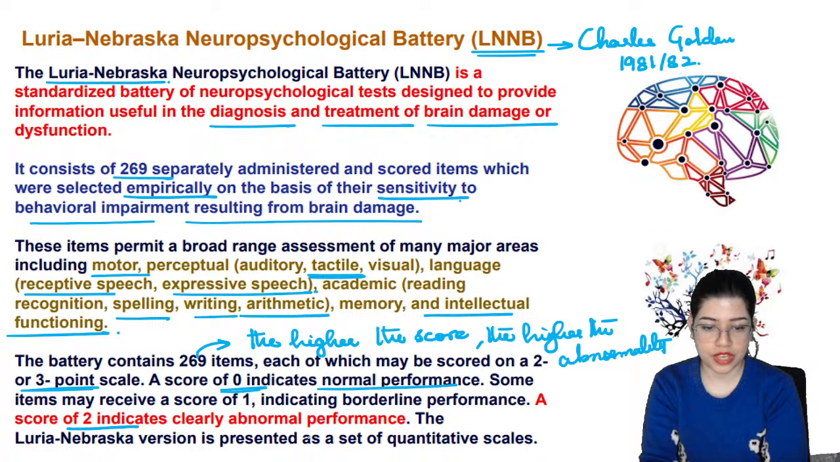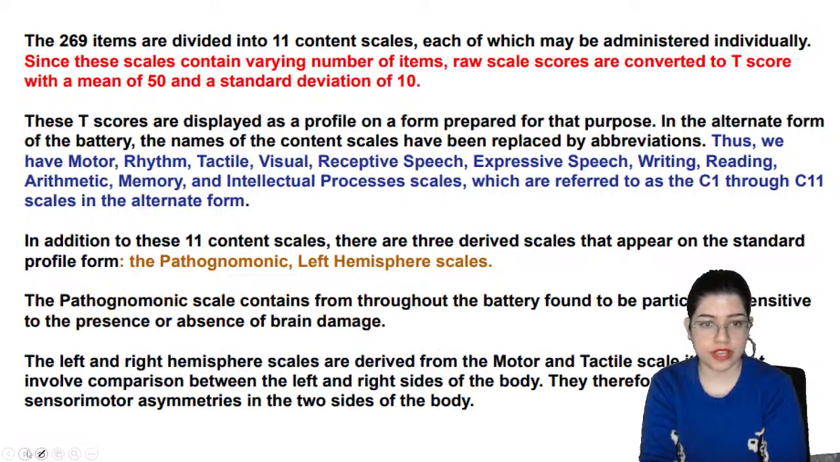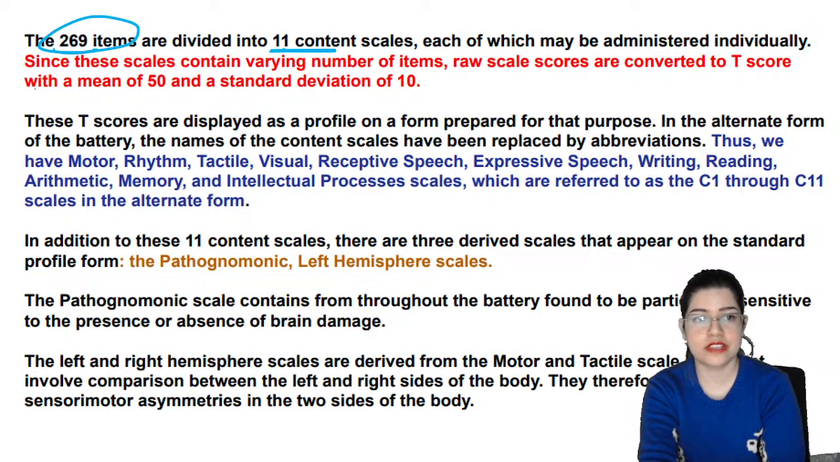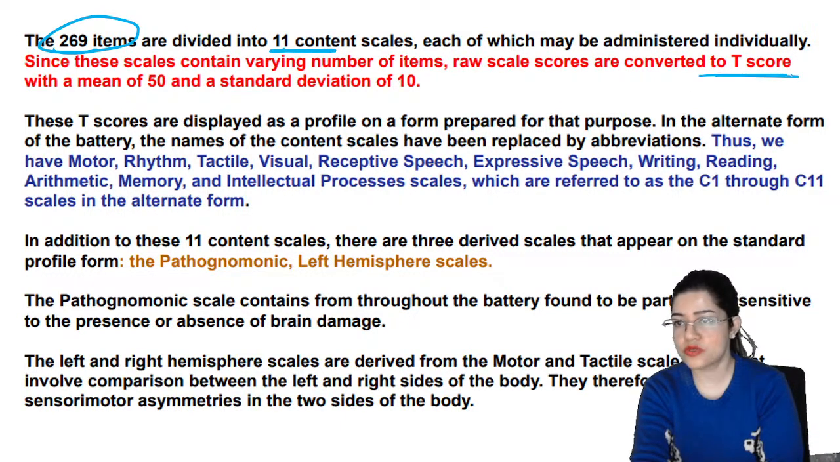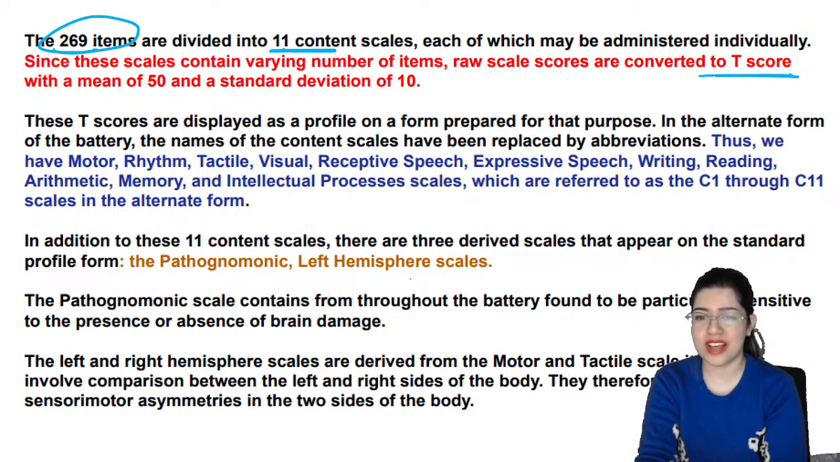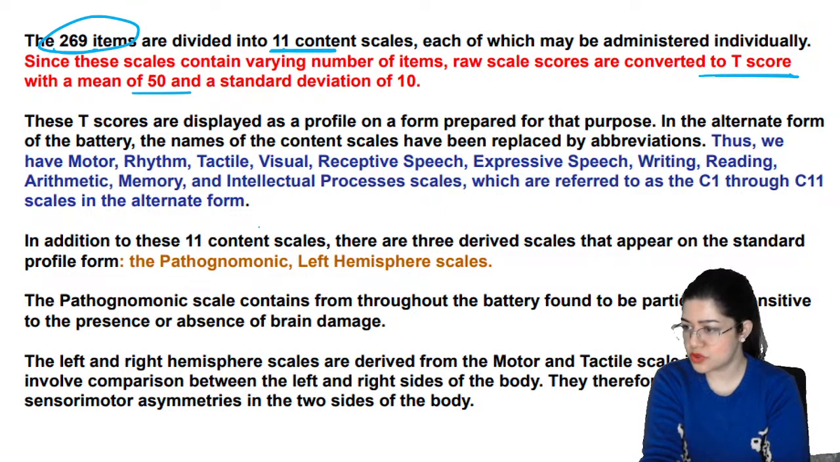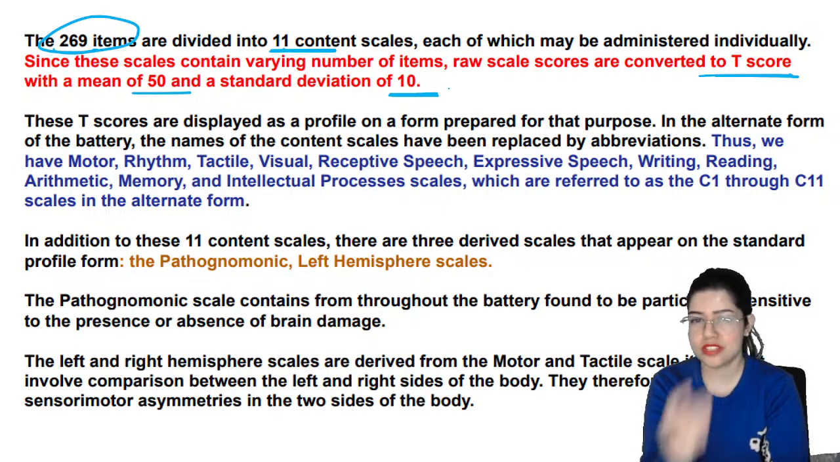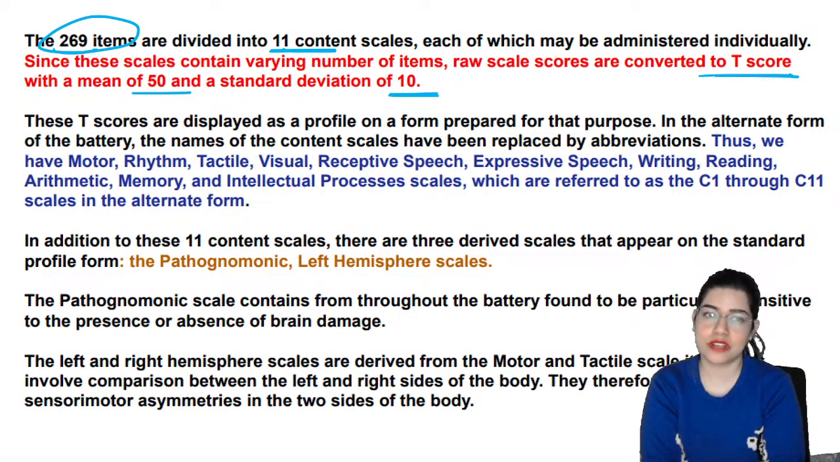All right, then what else do we have? Okay, quantitative scales only. Here also you can check that these 269 items have 11 content scales, and then we convert these into T scores for standardization. If you are asked again, this specific detail is good for clinical psychology students, not required for NET students, not required for other exam students. The mean here will be 50 if we standardize with T scores, and each standard deviation will have a value of 10, just like you have in anything standardized for the T score.